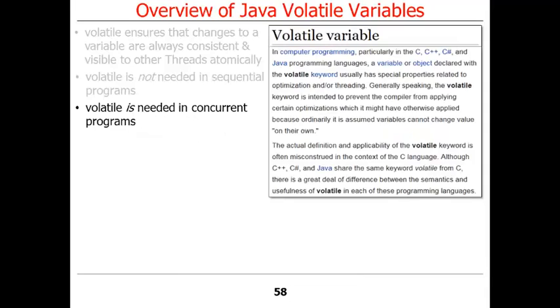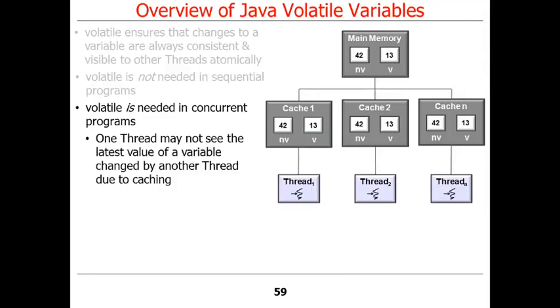In concurrent programs, you need to have volatile if you don't want your programs to be full of bugs. So here's the reason why. The problem is if you don't use volatile, then one thread may not see the latest value of a variable changed by another thread, due to caching that takes place in the memory system of whatever processor chipset you're running on. Now keep in mind, this is pretty low-level stuff, and we're trying to provide a high-level programming abstraction that is ultimately accessing very low-level things. So here's an example. This is the way that we're going to show the problems.